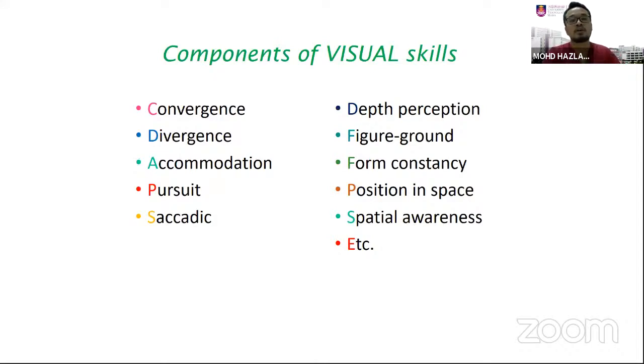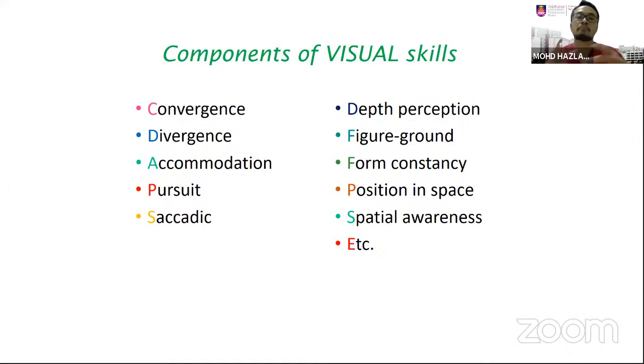Okay, these are the components of visual skills. There is a lot, talking about only the process of the receptor and the process of the occipital lobe. This is the list of the visual skills components. The first is the skill of making the eyes move in convergence, divergence, the accommodation skill, the pursuit skills, the saccadic skills. There is a lot that happens in our eyes, the muscles and everything. And then the depth perception, figure ground, form constancy, position in space, spatial awareness, etc. are the visual skills that happen in our central nervous system.